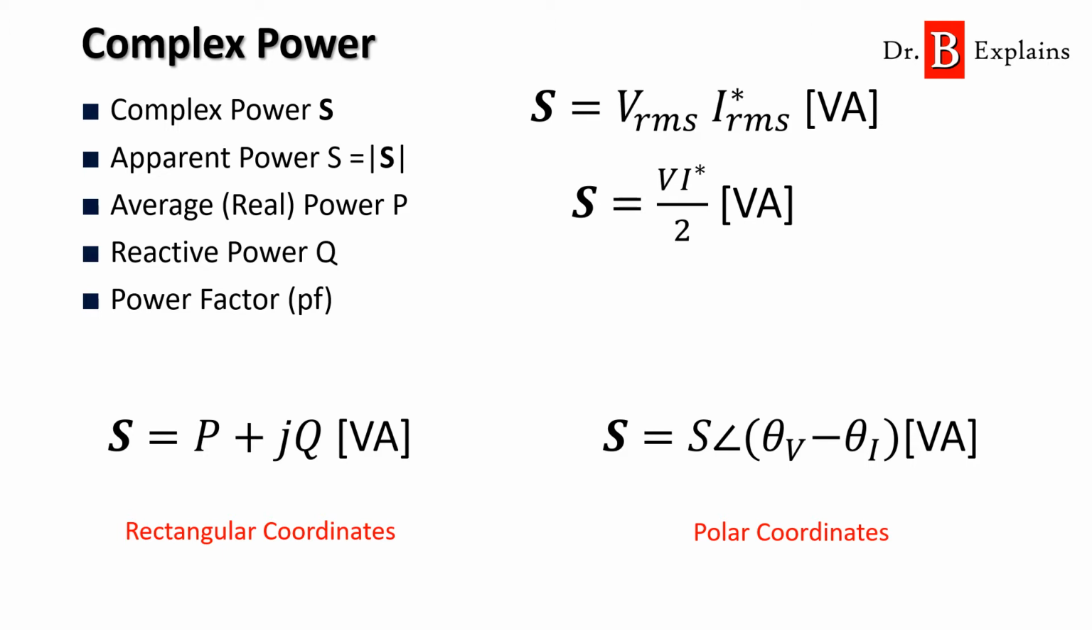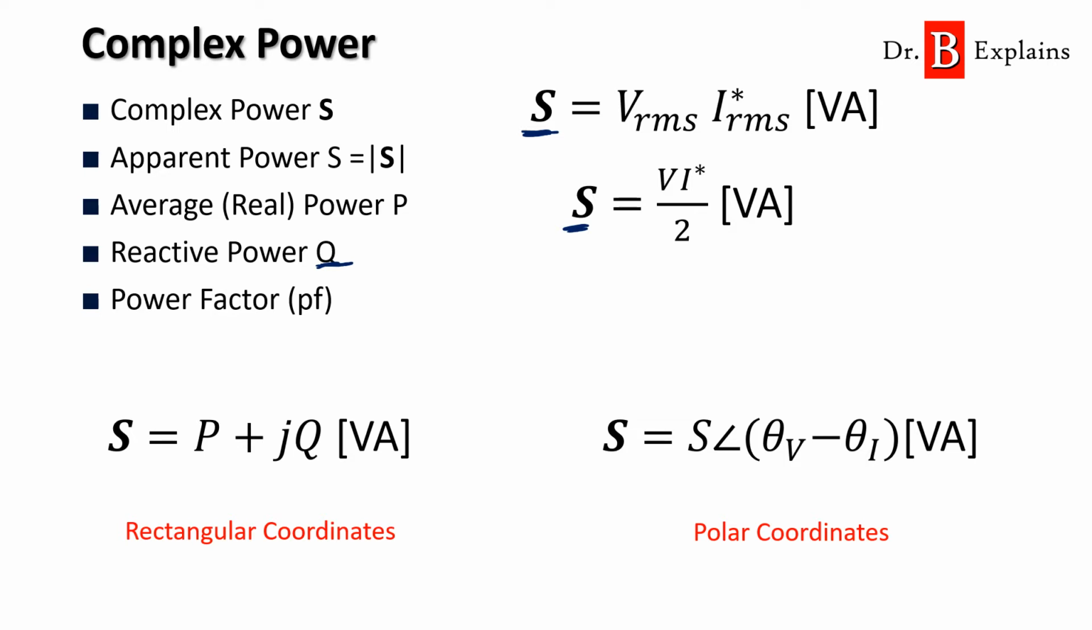And so the complex power has different parts to it. So we have the complex power, which is S, and it's a vector. We have the apparent power, which is the magnitude of the complex power. We also have the real power, which is the real part of S. We also have reactive power, which is Q, and it corresponds to the imaginary part. And then the power factor, which comes from the angle of the complex power.